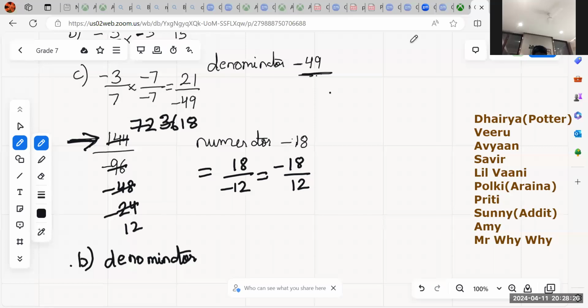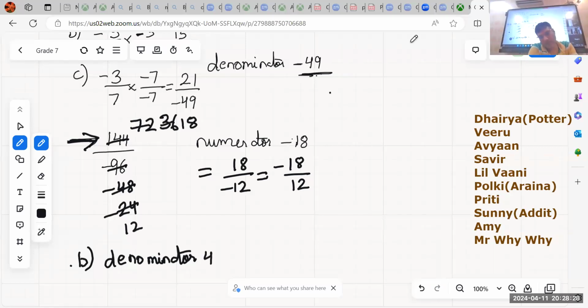Sir, मैं So पहले वाले में this, कंफ्यूज हो गया. मैं डिनोमिनेटर सोच लिया. So the rational number is 144 upon -96. सर डिनोमिनेटर 4 होना चाहिए. Yes.